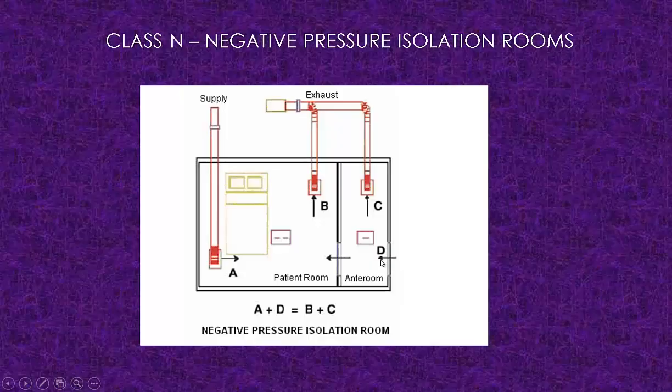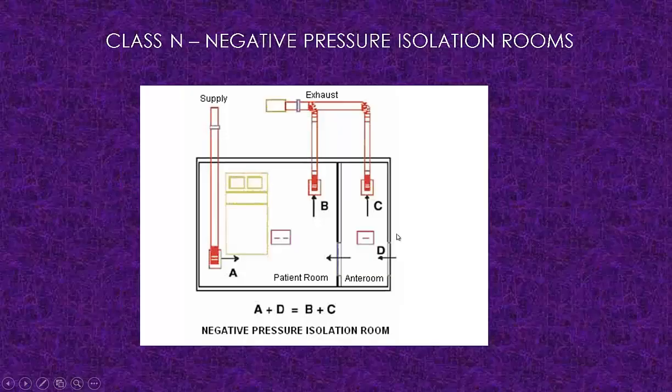This air comes from the main corridor to this enter room, and from this enter room the air moves toward the patient room. B is also an exhaust, we can exhaust air from the patient room, and C is an exhaust, we can exhaust air from this enter room. So A plus D, both supply air, equal B plus C.